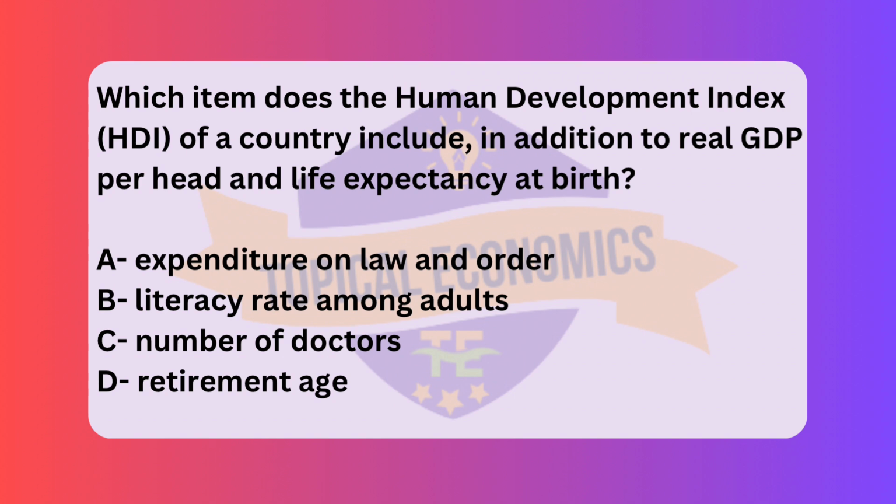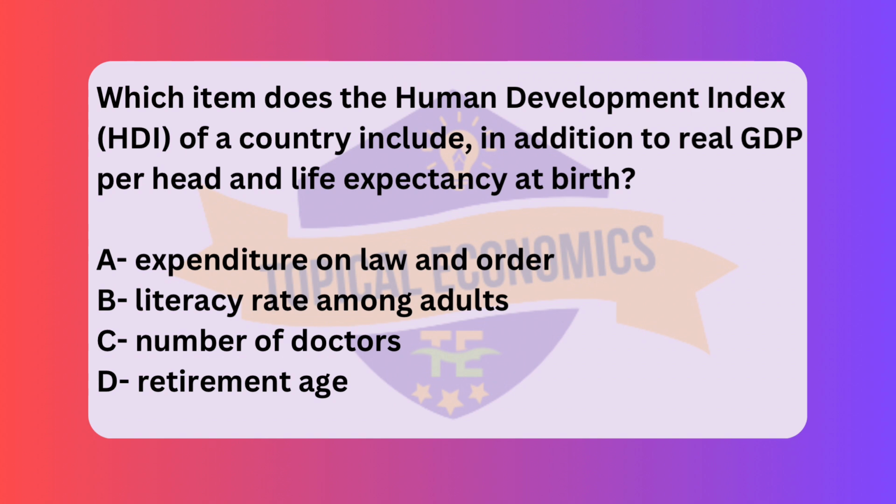Analyzing the other options. Option A, expenditure on law and order, is incorrect because the HDI does not consider expenditure on law and order. The HDI focuses on health, education, and income per capita, not specific government spending allocations such as law enforcement or justice systems. Next, option C, number of doctors, is incorrect.